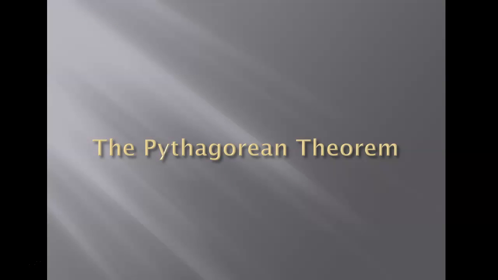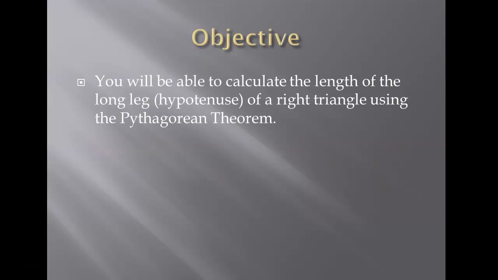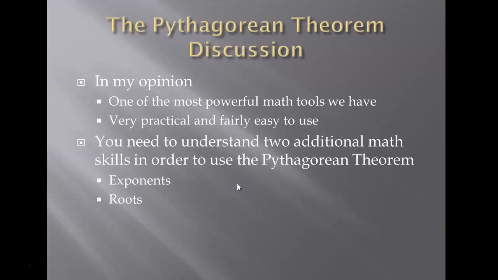Now we're going to be talking about the Pythagorean theorem. You will be able to calculate the length of the long leg, or the hypotenuse, of a right triangle using the Pythagorean theorem. In my opinion, it is one of the most powerful math tools I have ever seen. Very practical and very easy to use.